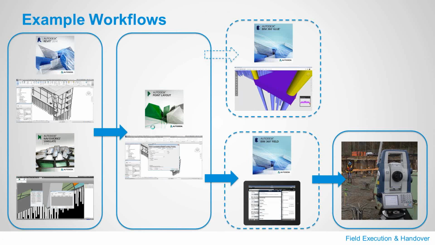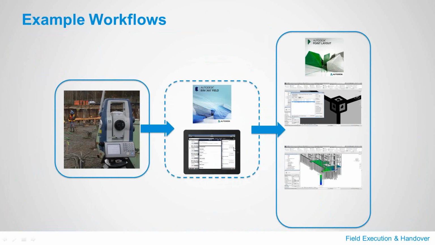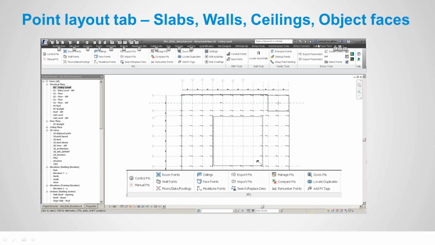So in this case, we're going to look at a couple of workflows here for point layout and being able to transfer the data via BIM 360 Field. A basic workflow here looking at a slab. So when you get Autodesk Point Layout, we'll call it APL, what you'll have is an add-in that will sit within Revit.